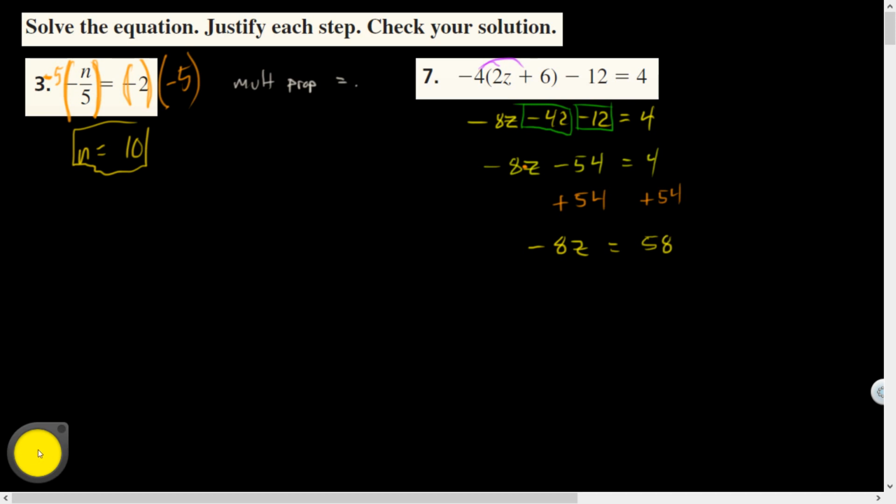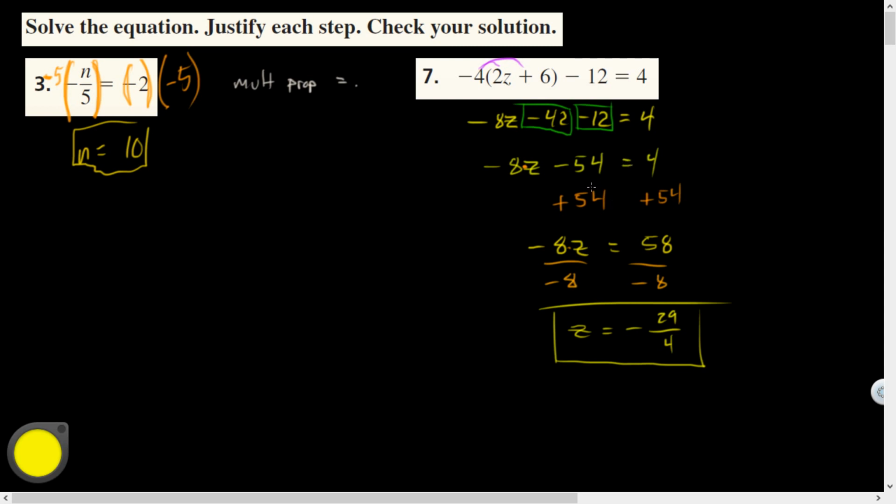Oh man, this isn't going to divide evenly, but that's okay. So z is being multiplied by -8. Don't try to add 8 to both sides. The inverse of multiplication is division. I'm dividing both sides by -8. I will end up with z equals, it's going to be negative because there's only one minus sign there, and both of those are divisible by 2 anyway. So -29/4, the best that I can get. Like so.